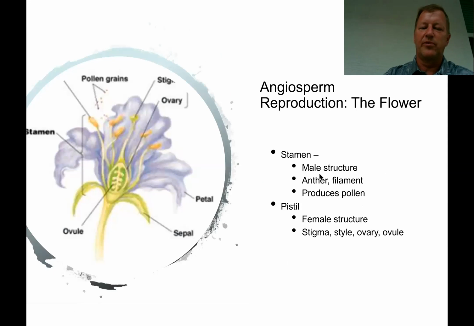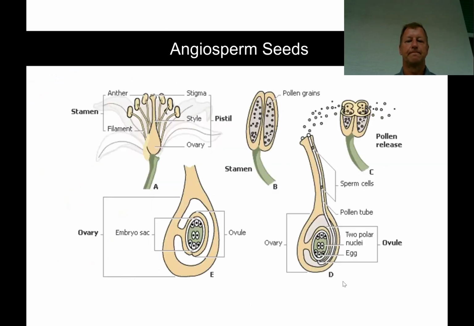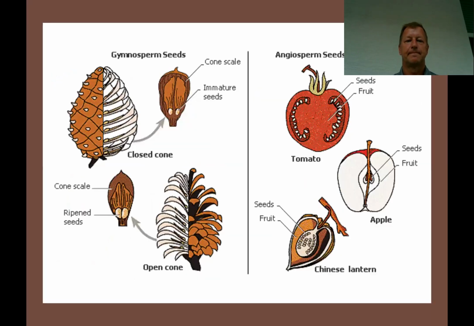Okay, so now angiosperms. Now we've talked about this already, the stamen and the pistil. So the stamen is the male structure, contains an anther and a filament, makes the pollen. The pistil, the female structure, contains the stigma, the style, and the ovary, which contains the ovules. Pollen lands on the stigma, forms a pollen tube, goes to the ovary, pollen gets in the ovary, fertilization. Once again, pollination, fertilization, and then eventually you get zygote forms and forms a new plant. Gymnosperm, angiosperm.